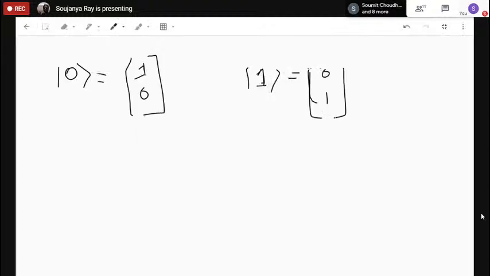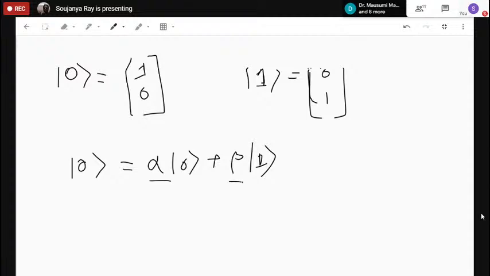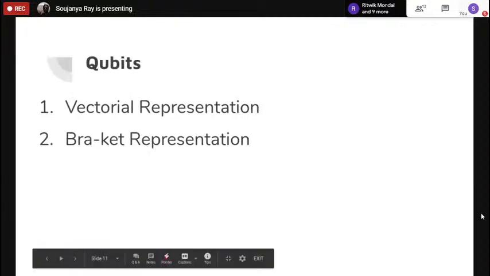It's very easy. If you want to represent the 0 qubit, then you write alpha of 0 plus beta of 1. And this alpha and beta are nothing but the probabilities that this qubit is 0 and 1, and it is normalized. If you do alpha square plus beta square, you will end up with 1. So this is the 0 qubit, and then you can represent the 1 qubit as well. It goes the same way, alpha 0 plus beta 1. So that's the bracket representation.